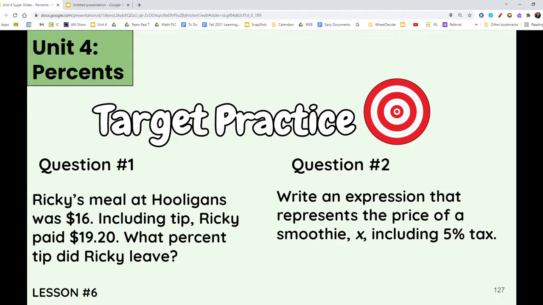Question number 2. Write an expression that represents the price of a smoothie X, including 5% tax. All right, pause the video and then unpause to check your answers.